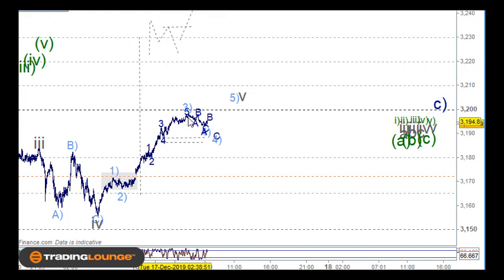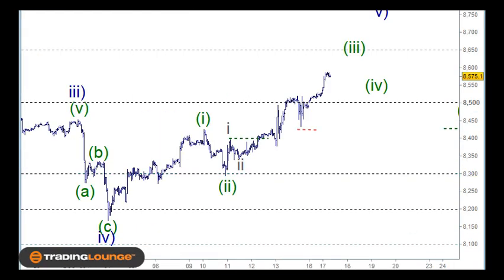That's the thing. But this should move up into this space here and fail, and then roll over and come back and test the demand again down here. So looking for a move up here and then a corrective pattern at that stage. So that's that. I'll just flip over to the Nasdaq here as well.